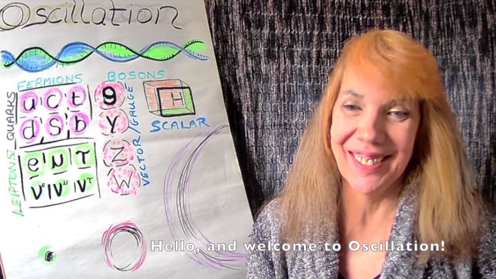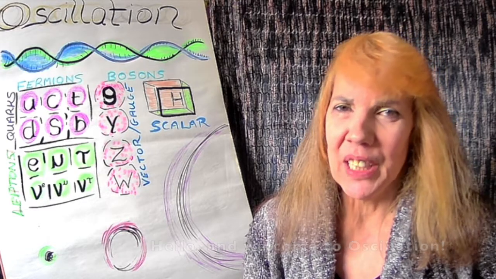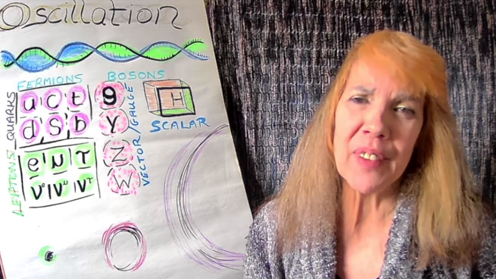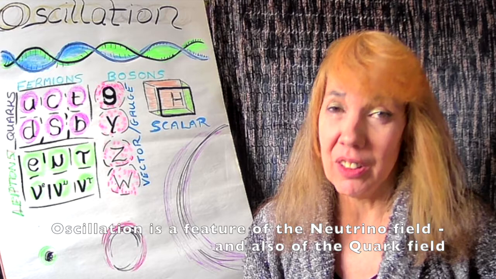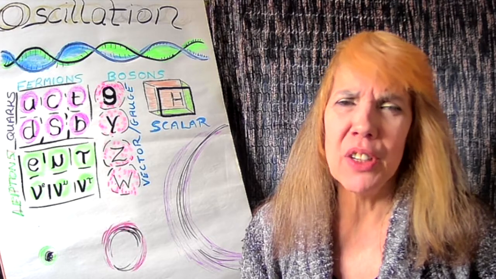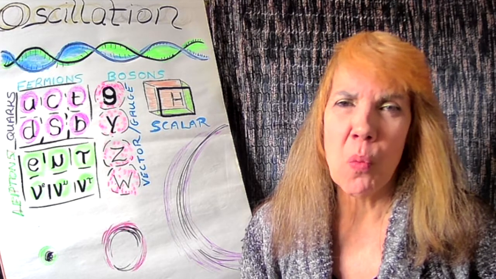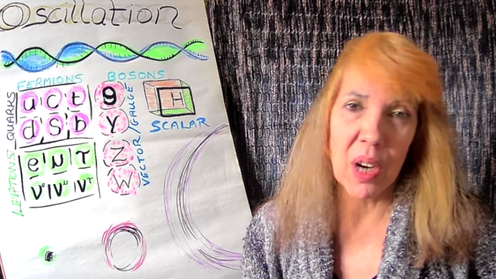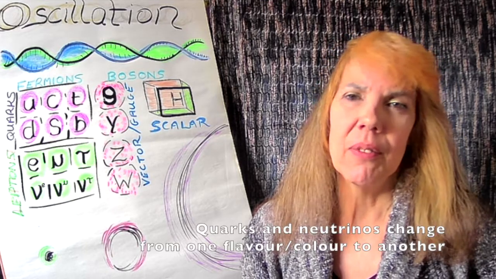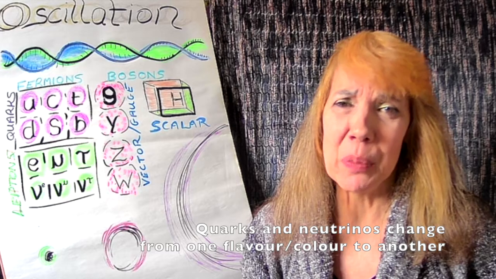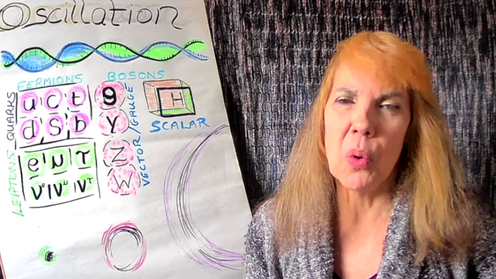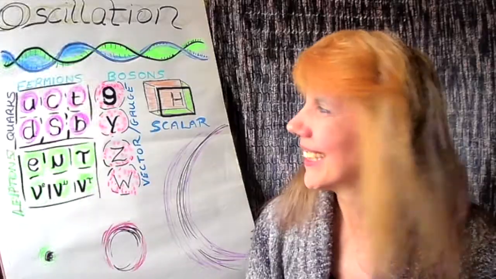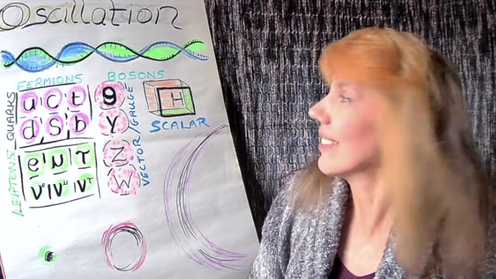to oscillation. Oscillation is a feature of the neutrino field, and it's also a feature of the quark field. Both quarks and neutrinos change from one flavour and/or colour to another, and flavour and colour are analogies used by scientists to describe the differences between these quarks and neutrinos. So this essentially is a diagram that represents oscillation.